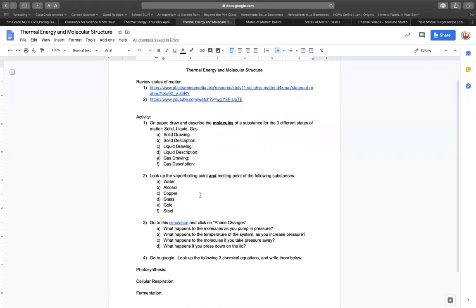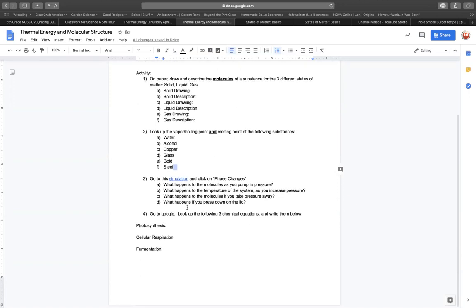For number 2, this is fairly simple. I want you to look up the boiling point and the melting point for these things. So water, the melting point is at just above 0 degrees, and the boiling point's 100 degrees. So that's what you would write down. And then alcohol is a different one: copper, glass, gold, steel. So I want you to look those up. Just kind of get familiar with them. Just see the ranges is really what I want you to see, because those are fairly common things that you encounter. And then the next one, number 3, has to do with the same simulation.